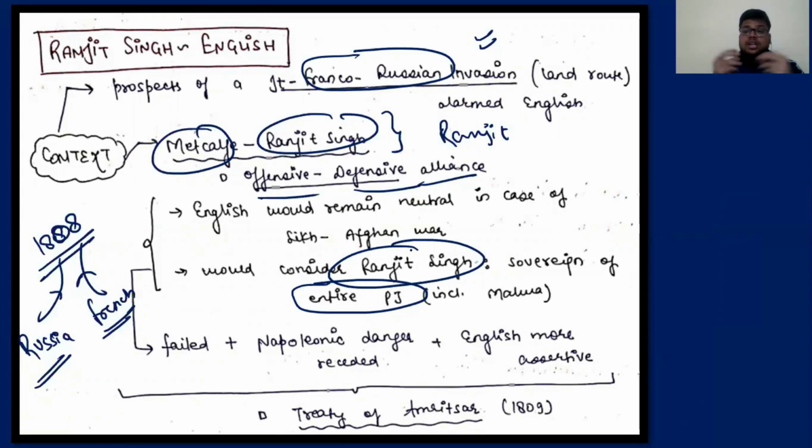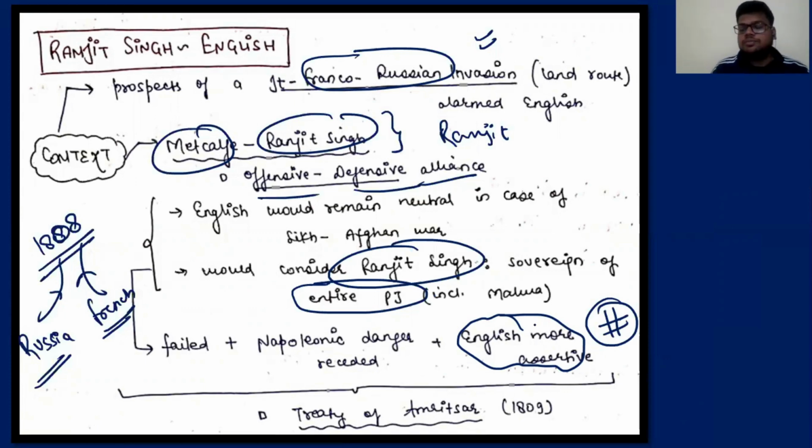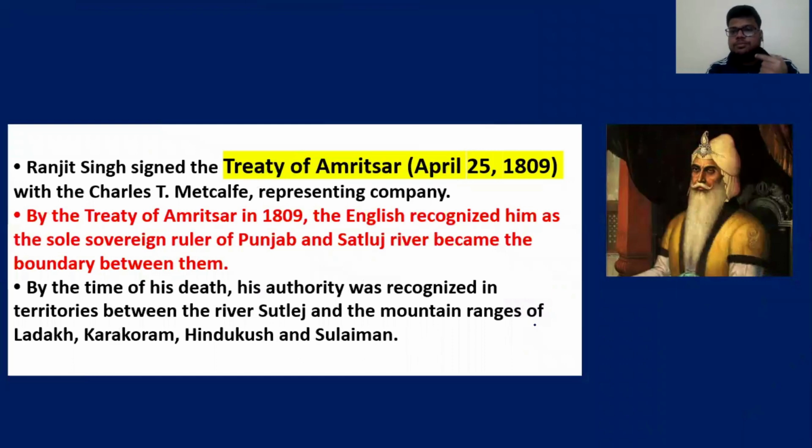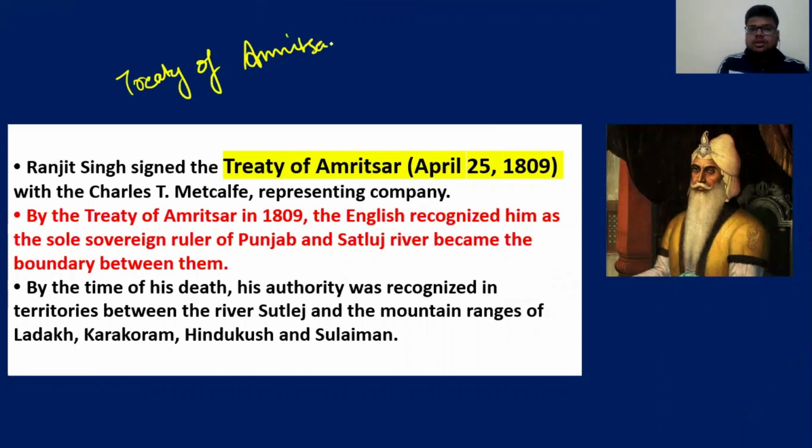But what happened? Suddenly that alliance failed, and the Napoleon danger receded. And now the British were more assertive. When they became more assertive, Ranjit Singh lost his leverage. Then he had to sign the Treaty of Amritsar, which restricted him. He had to restrict himself rather than get a favorable treaty. So for Ranjit Singh, the Treaty of Amritsar was not a happy one, you can say.